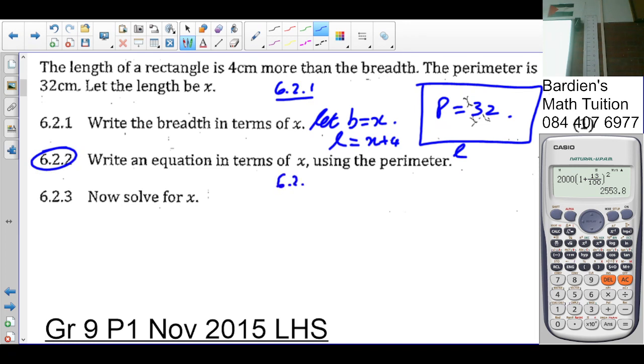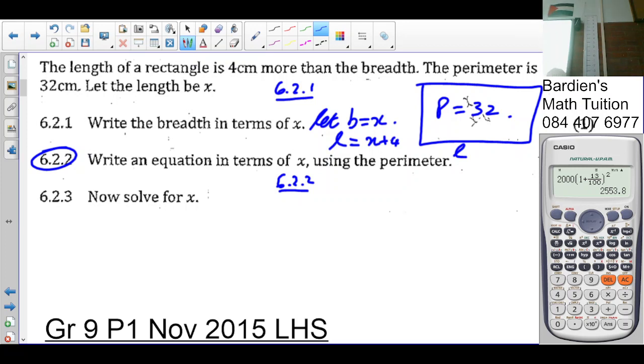Okay, so 6.2.2. If you let your length be x, your breadth is going to be x minus 4. Or the breadth be x and the length will be x plus 4. So, either one of them is correct, because if I work it out for you, it's going to give you the same answer anyway.